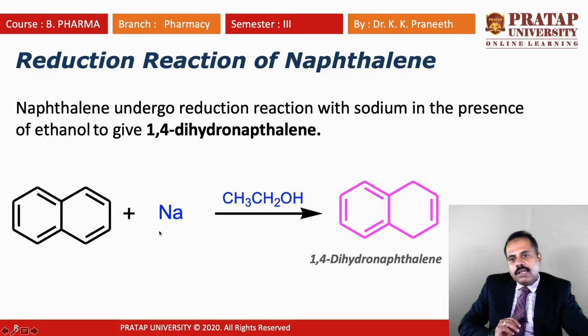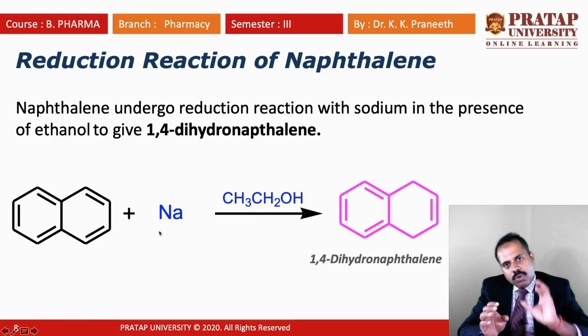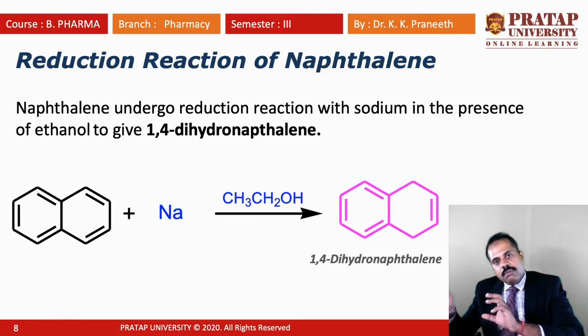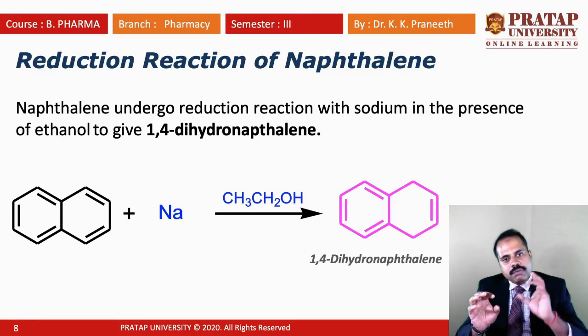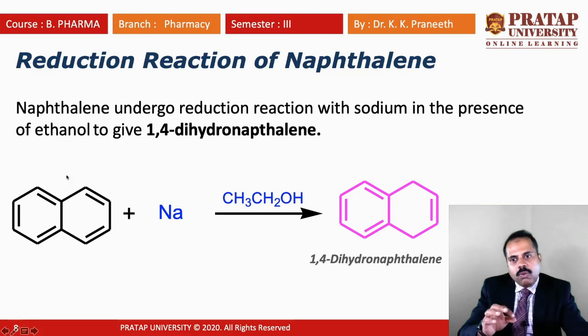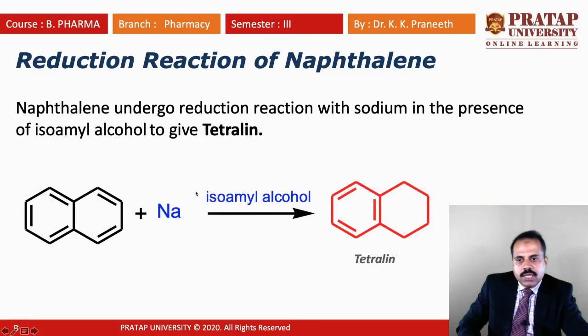Now let's try the same thing, but add a stronger reducing agent. We have seen previously what happens if we add a strong oxidizing agent; now we will see what happens if we add a stronger reducing agent. So if we add a very strong reducing agent, sodium in the presence of isoamyl alcohol, we have changed the solvent, right? We did not change the reducing agent, same sodium, but we changed the solvent to isoamyl alcohol. This also has an effect, because it forms tetralin.